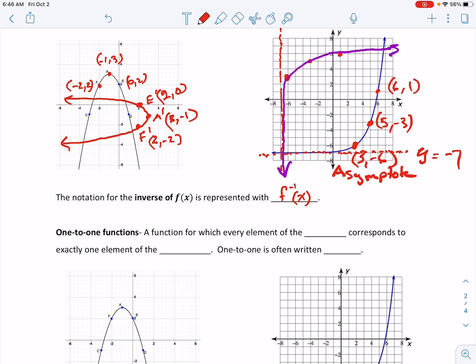Okay, one-to-one function. A function for which every element of the domain corresponds to exactly one element of the range is called one-to-one. Often we write this 1-1 or 1-to-1.